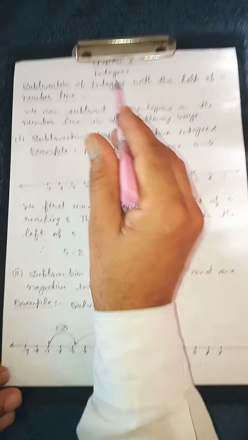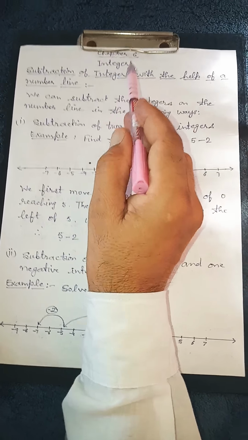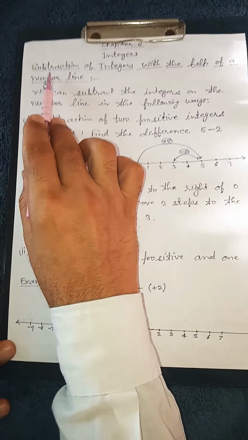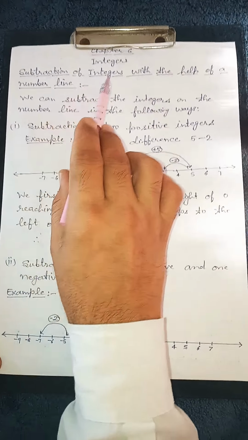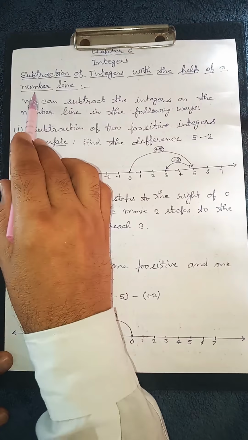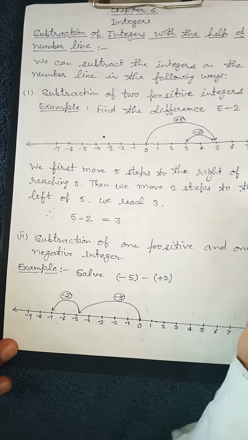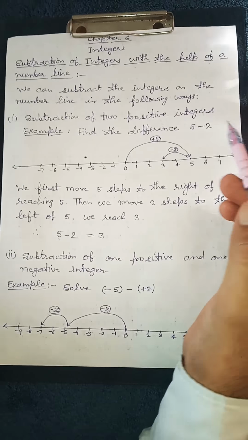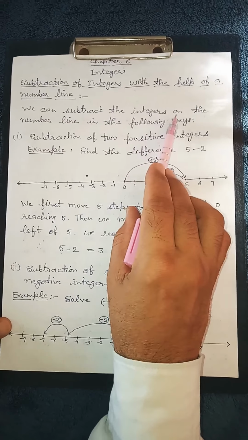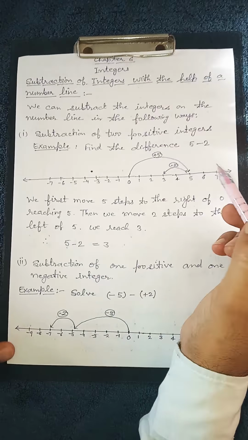Hello students, our today's topic is integers, and in this section we will study the subtraction of integers with the help of a number line, means how to subtract the integers using a number line. We can subtract the integers on the number line in the following ways.